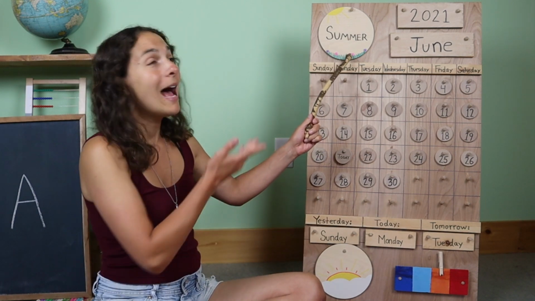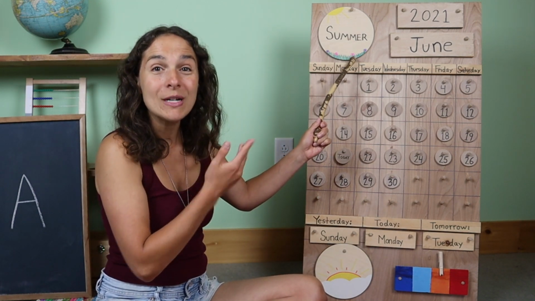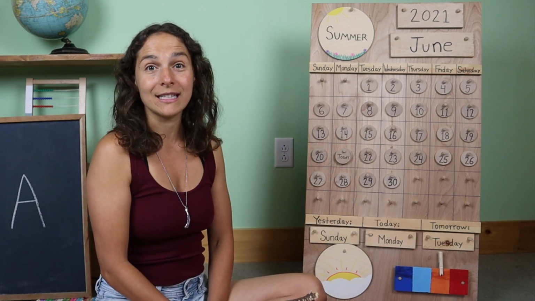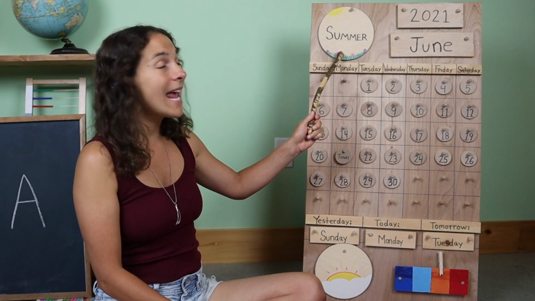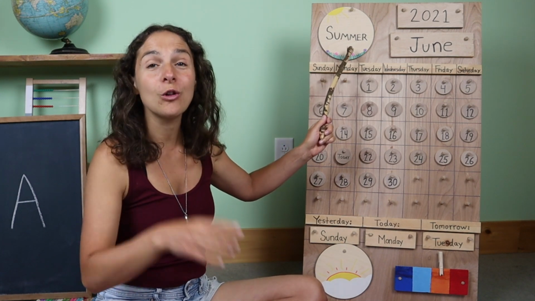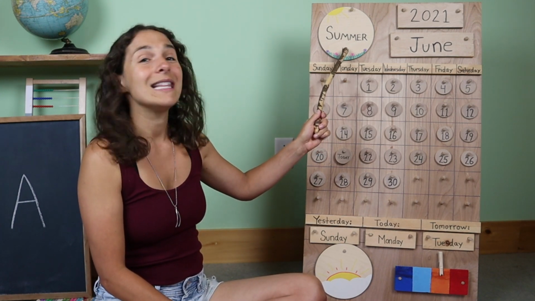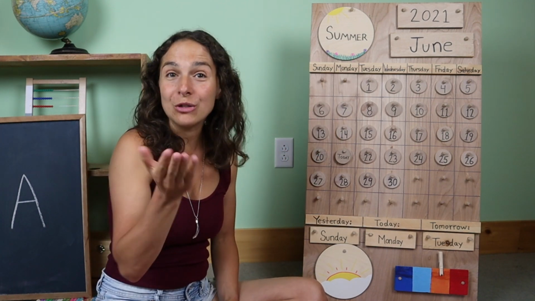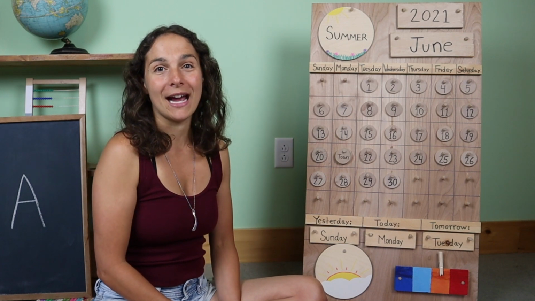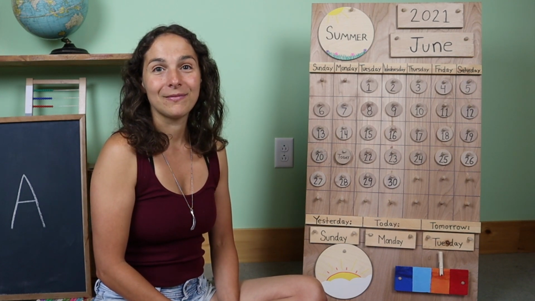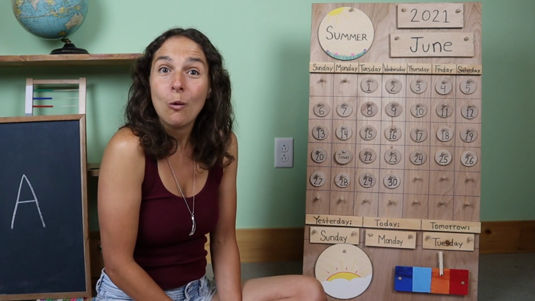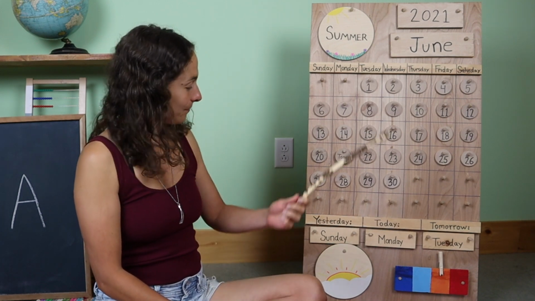Up at the top, I have a brand new season. Yesterday was the summer solstice, so that means that today is the first full day of summer. The season is now summertime. What is your favorite thing to do in the summertime? My favorite thing to do in the summertime is to go swimming when it's nice and warm out.